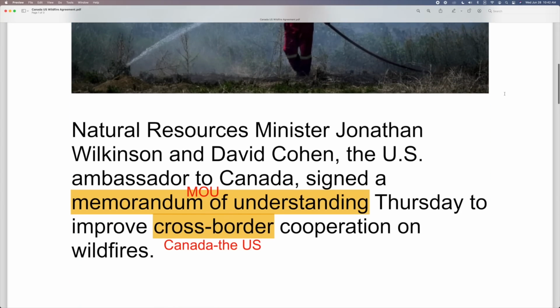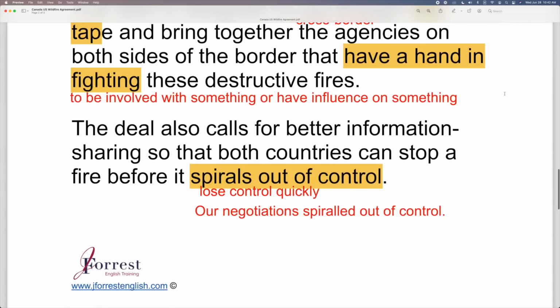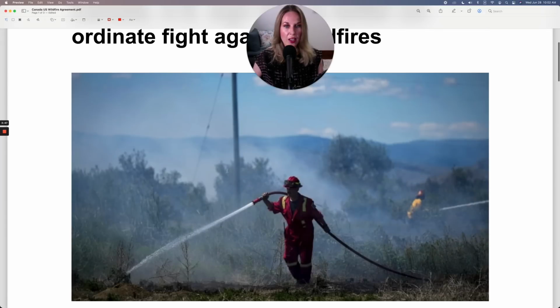I'm Jennifer, and today we're going to read a news article together, an advanced news article, so you can improve your fluency and sound like a native English speaker. Let's get started. Let me read the headline. Canada-US sign deal to better coordinate fight against wildfires.